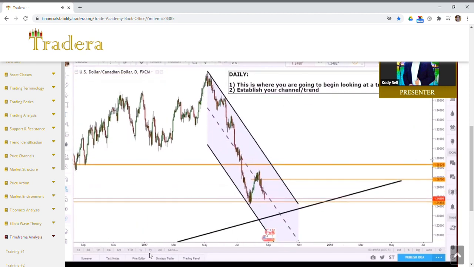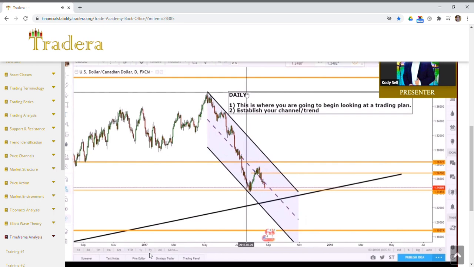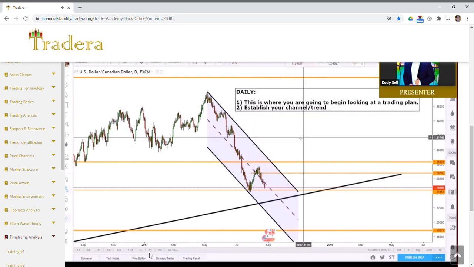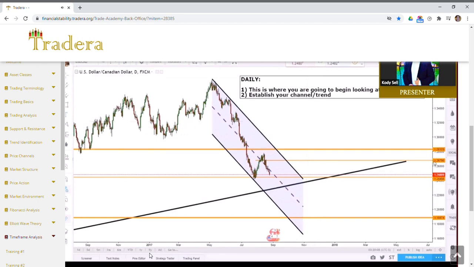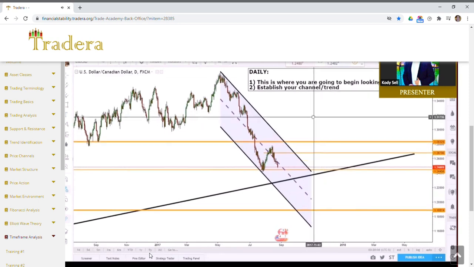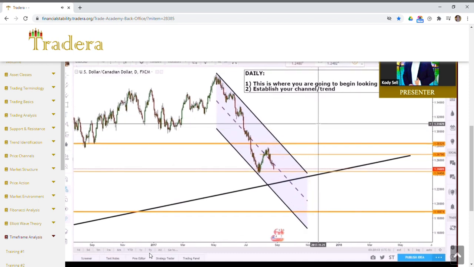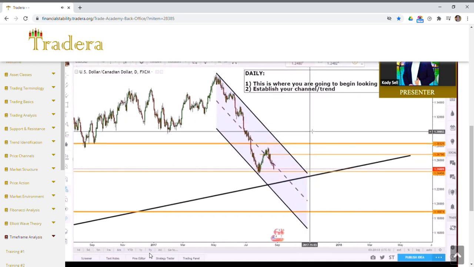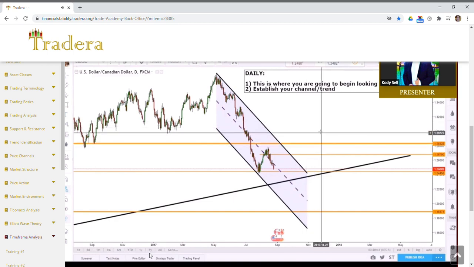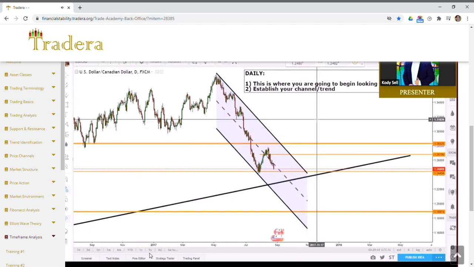Regardless, on the daily time frame, establish your channel / your trend, and get an idea of what's going on in terms of the flow of price action on the lower time frames, and we are heading down. So again, aligning perfectly with our trading plan, where we should be heading down for the current market, and then we should find some support and begin heading up. So that is the second thing on the daily time frame.